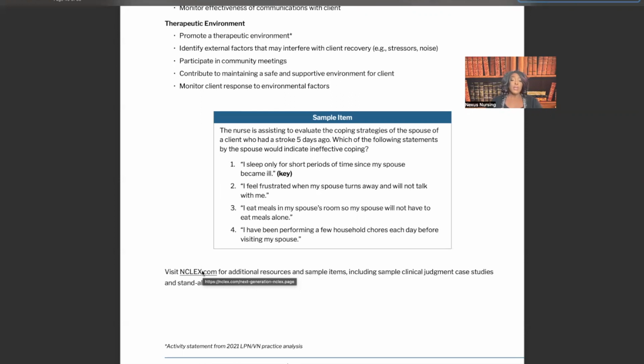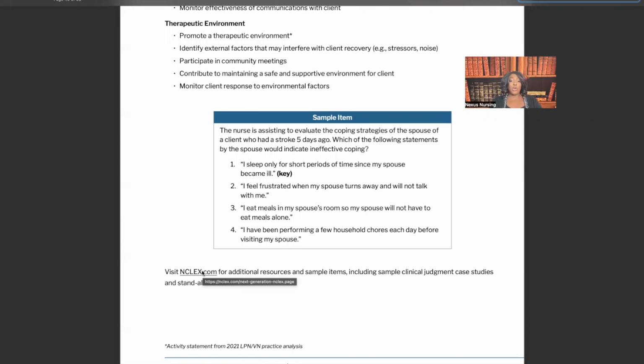All right. Here are choices. 1, I sleep only for short periods of time since my spouse became ill. 2, I feel frustrated when my spouse turns away and will not talk with me. 3, I eat meals in my spouse's room so my spouse will not have to eat meals alone. Or 4, I have been performing a few household chores each day before visiting my spouse.